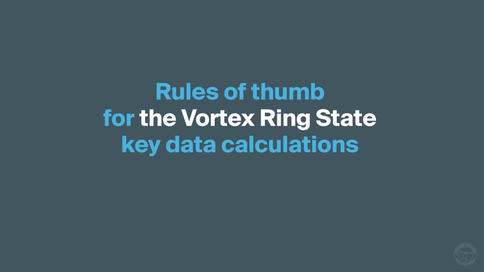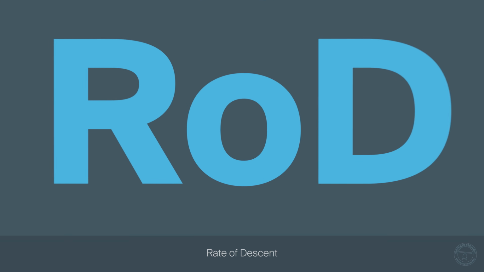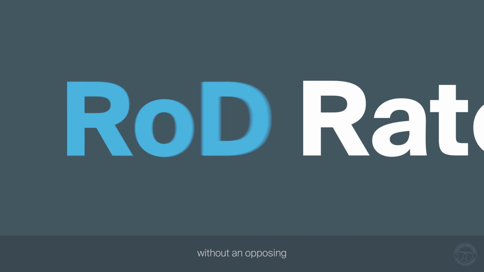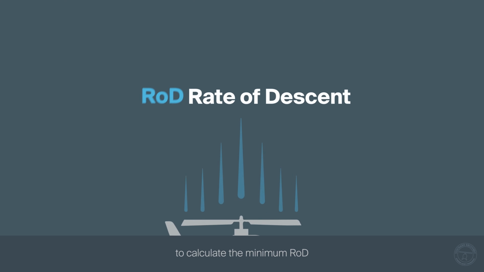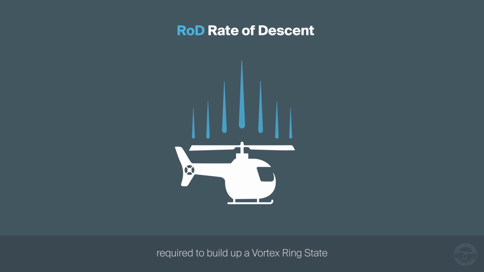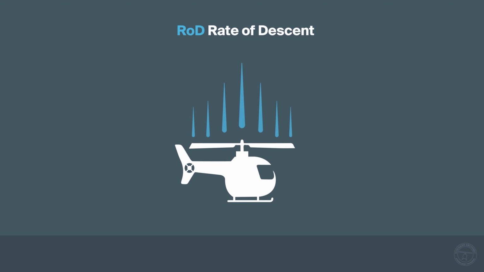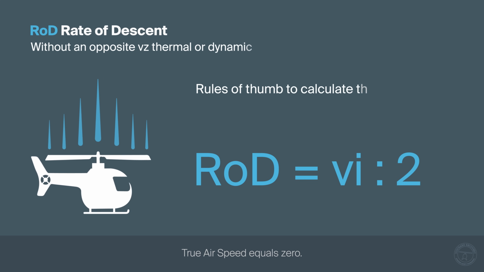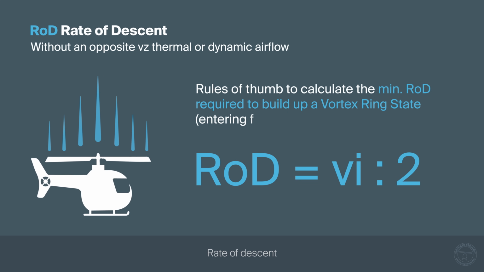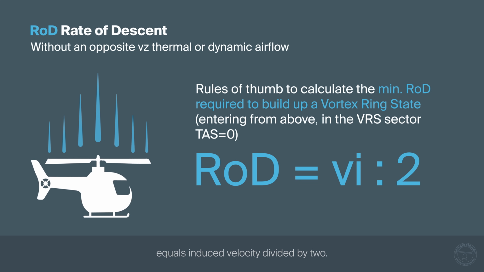Rules of thumb for the vortex ring state, key data calculations. Rate of descent without an opposing vertical thermal or dynamic airflow. Rules of thumb to calculate the minimum ROD required to build up a vortex ring state. Entering from above in the VRS sector, true airspeed equals 0. Rate of descent equals induced velocity divided by 2.